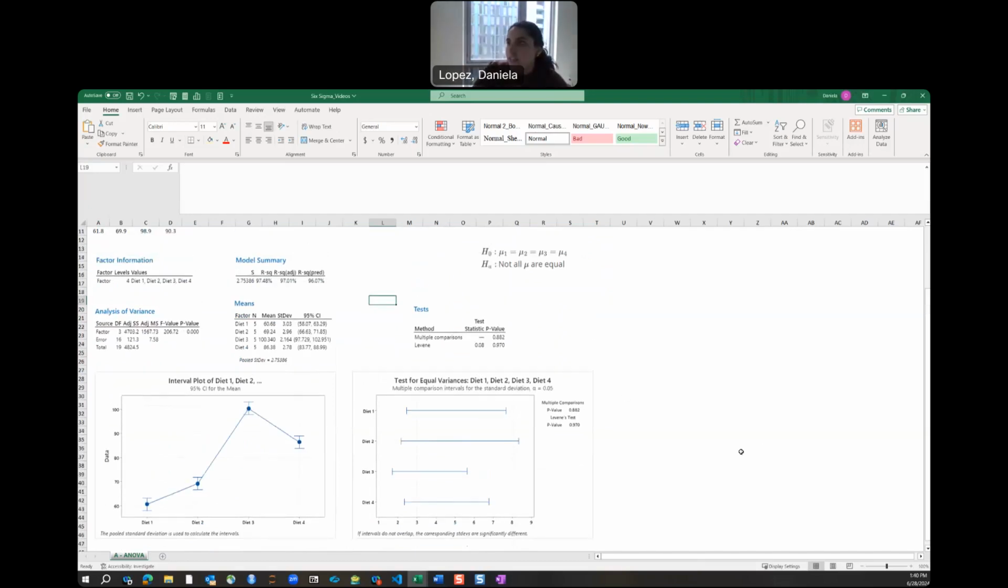The other thing that I ran, on the right-hand side, is the equal variance test. I am running all of these different diets and trying to understand what that variance is. As you can see in here, we have a p-value of 0.882.